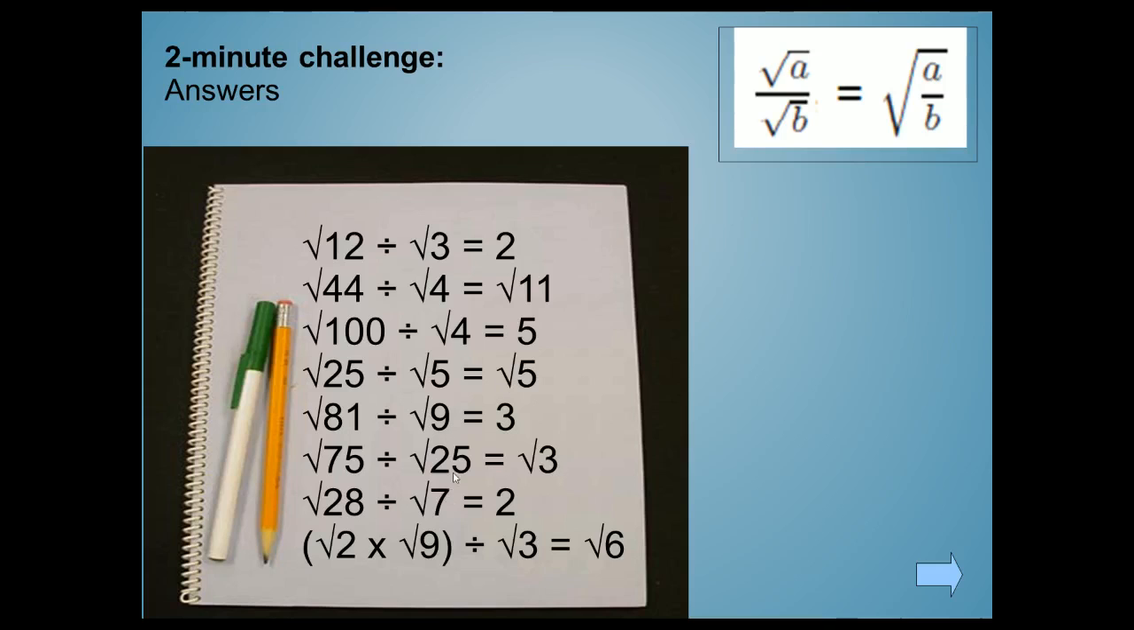Square root of 28 divided by the square root of 7 is the square root of 4, which is 2. And then you do your brackets first. So 2 times 9 is 18. The square root of 18 divided by the square root of 3 is the square root of 6. And I hope you got on all right with those.